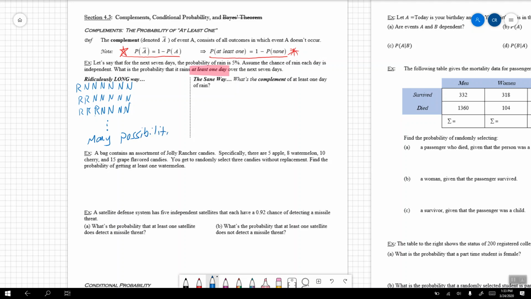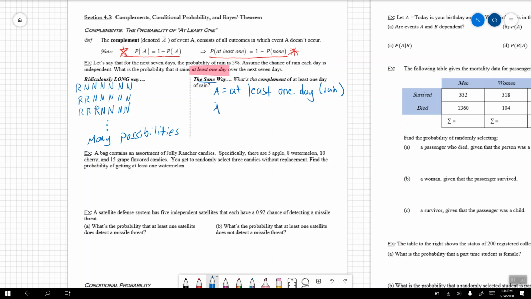Now, if we had the time, we could definitely list all of these possibilities and then find out, of all of those possibilities, how many of them contain rain on at least one day. So, needless to say, that is a long, tiresome process. However, if we do it the more sane way, what we're going to do is label the events. The event that we want is that it rains at least one day.